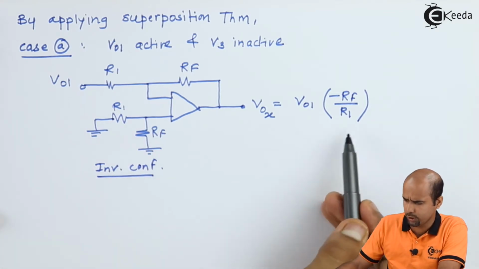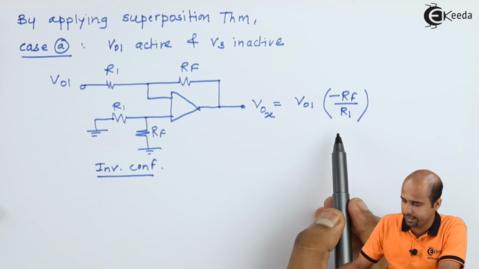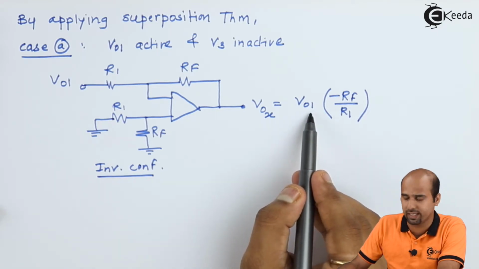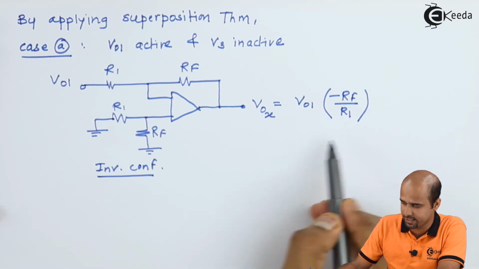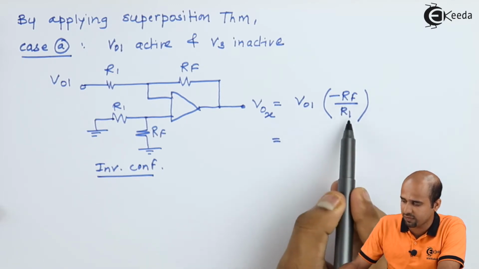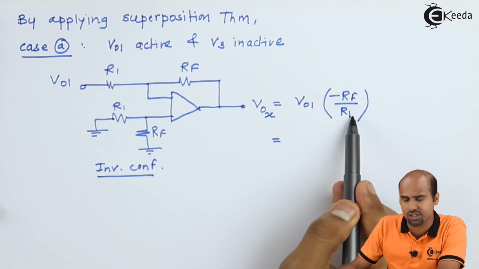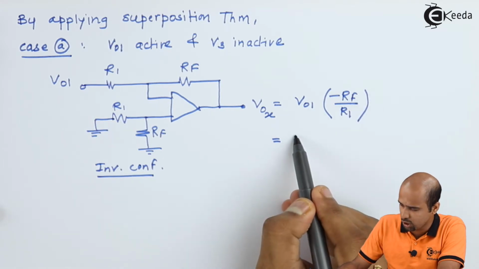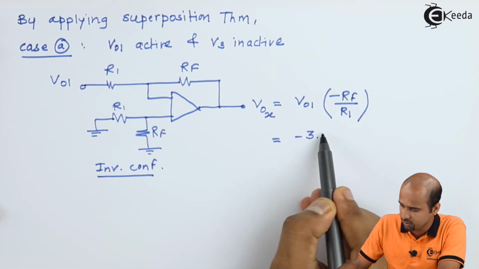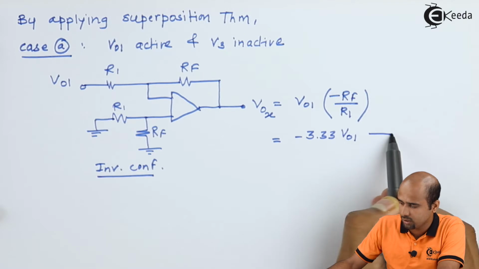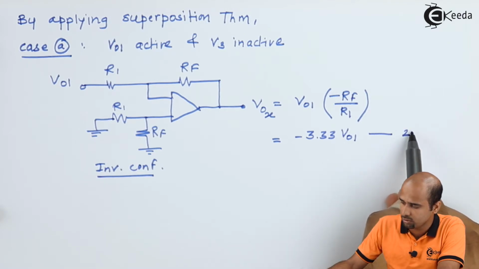We'll make use of the formula of inverting configuration gain. I know the value of VO1, we'll put it later on when we combine case A and case B. We'll just write the value of RF and R1. What's the value of RF? RF is equal to 10K, R1 is equal to 3K. So this will become minus 3.33 into VO1. Let's say equation number 2.